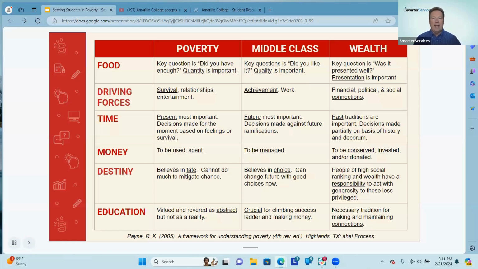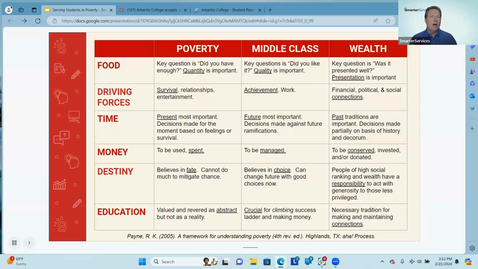Well, in the wealth class, guess what? It's not so much the future. Their future is sort of taken care of. It's the past, it's traditions that are important. It's the decisions being made on the basis of history and decorum. Well, for persons living in multi-generational poverty, well, guess what's important? It's the present. It's that survival mode. Decisions are based on what they need to survive.